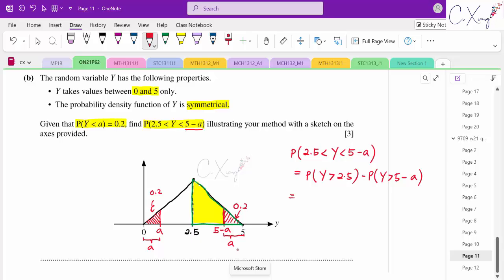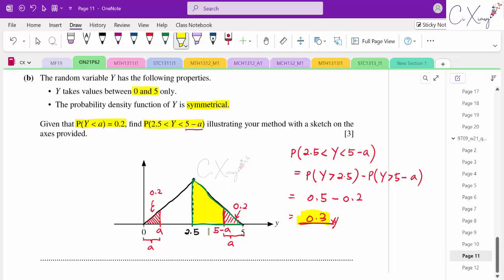What's the probability for y greater than 2.5? I told you that 2.5 is the center line, so the whole area above 2.5 should be 0.5. Half, so 0.5 minus this small area here, and as I told you, it is symmetrical. Therefore, it is the same as the probability for y smaller than a. So you minus the 0.2, and this is how you get the answer 0.3. For this question, there is more than one way to get the answer.